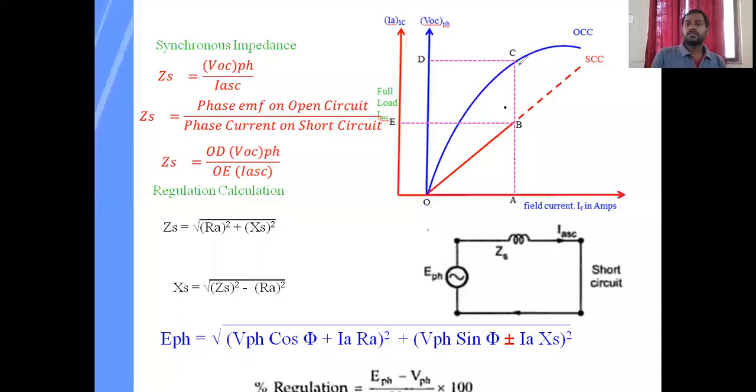By using these OCC and SCC characteristics, this is the OCC characteristics and this is the SCC characteristics. And if you draw OCC and SCC in only one graph, that will be like this. This is the ISC axis and this is the EOC axis, and this is the field axis. So by using the SCC test, we can find the rated current.